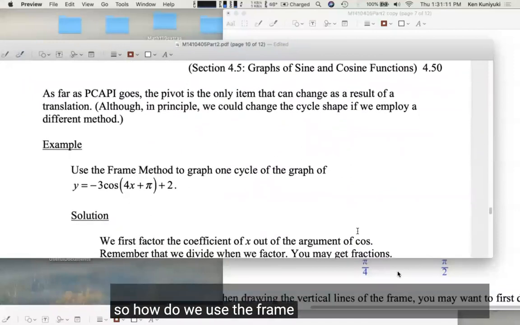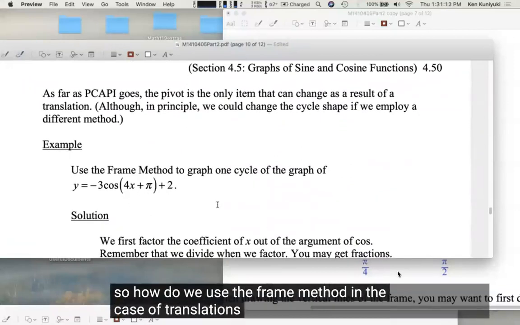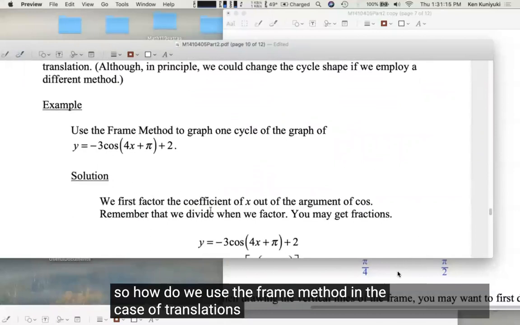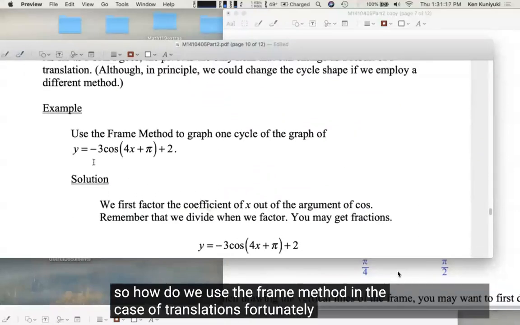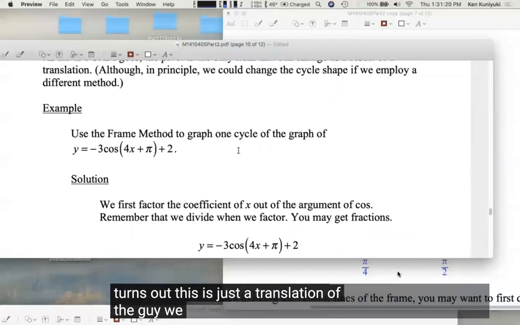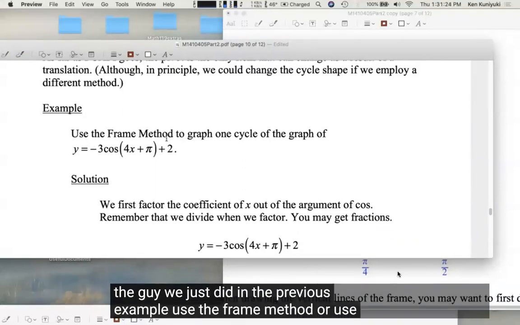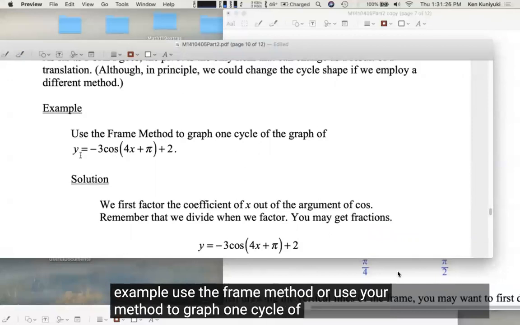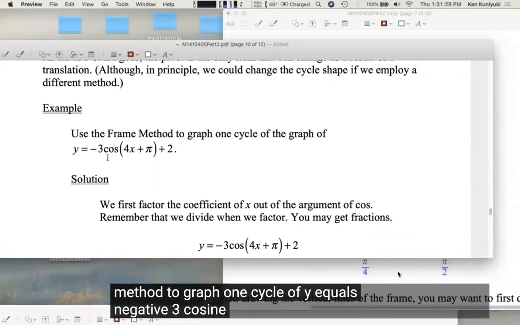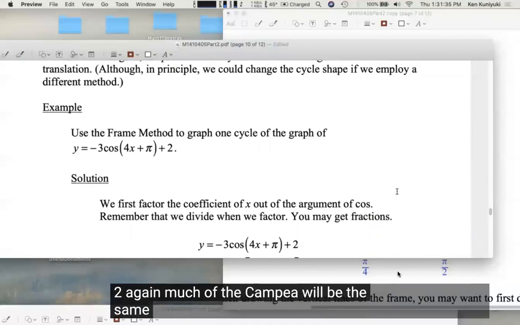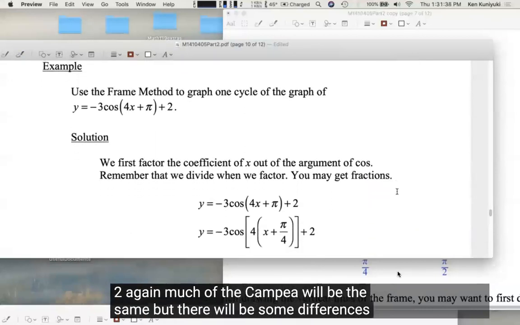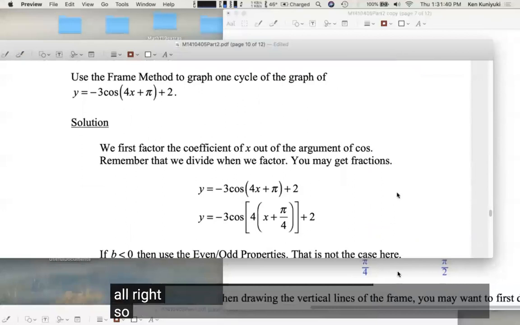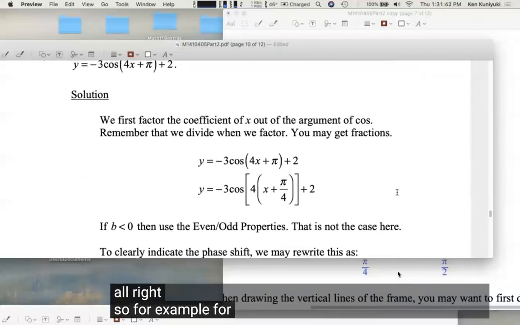So how do we use the frame method in the case of translations? Fortunately, it turns out this is just a translation of the guy we just did in the previous example. Use the frame method, or use your method, to graph one cycle of y equals -3 cosine of (4x plus pi), all plus 2. Again, much of the frame will be the same, but there will be some differences.